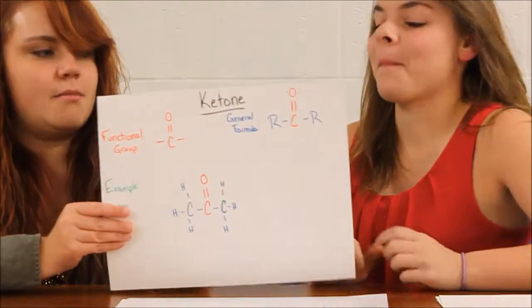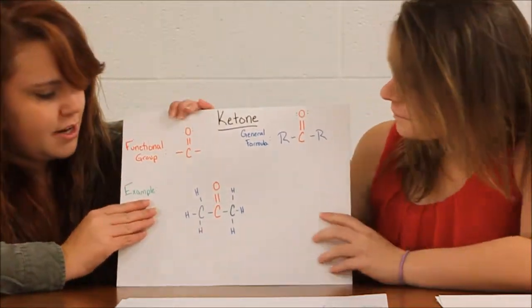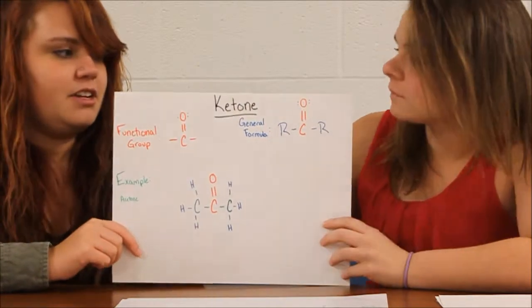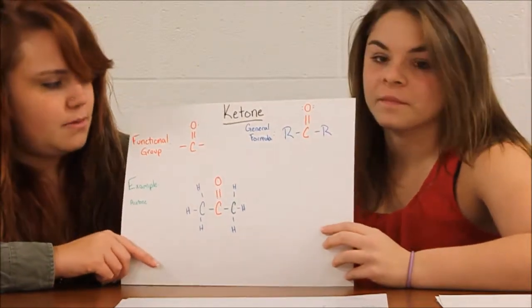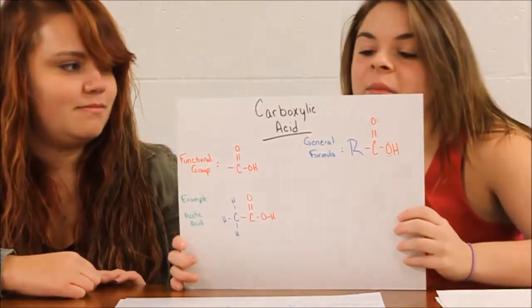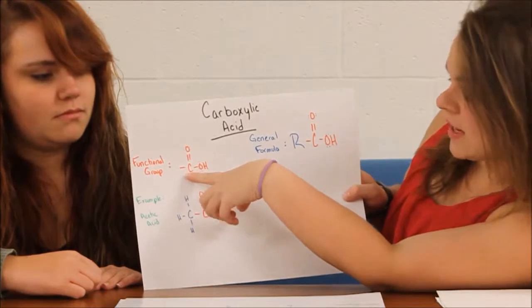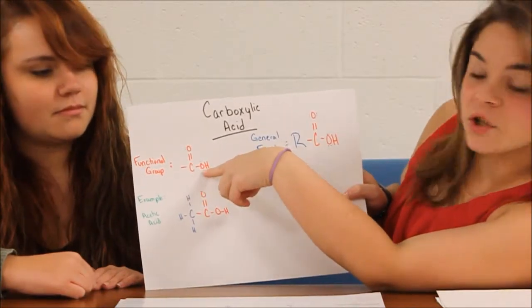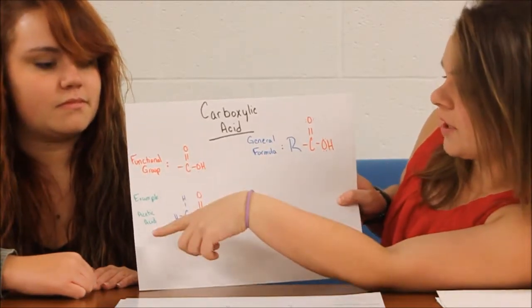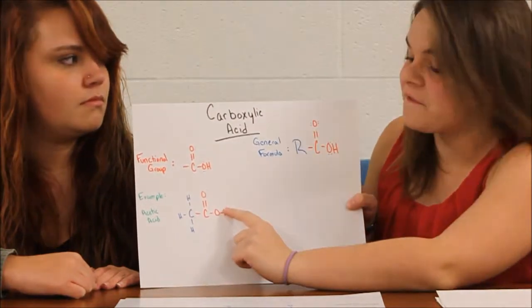So the next functional group is a ketone, which the carbonyl carbon, which is the C double bond O, as you can see in our example of acetone, is bonded to two other carbon atoms. A carboxylic acid is made up of a carboxyl or COOH group. As you can see, the carbon is bonded to an OH group and double bonded to an oxygen, as shown in this example of acetic acid.